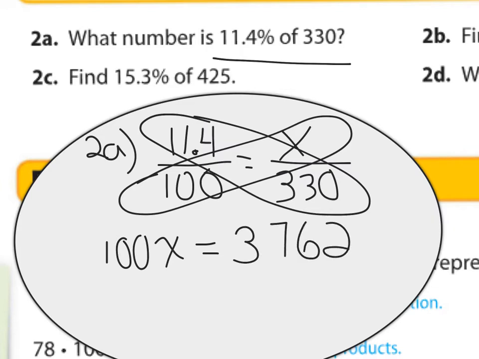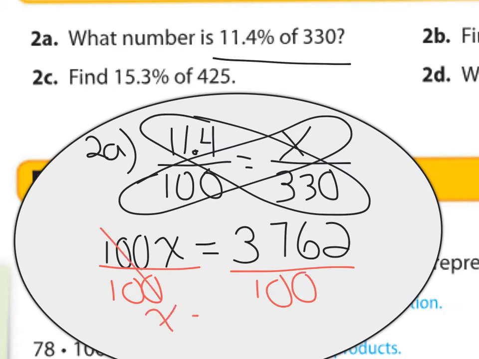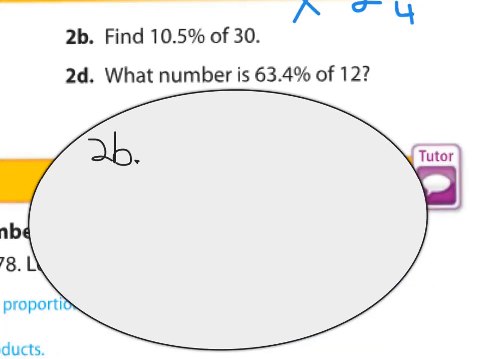3,762. We have to use the division property of equality. So let's divide both sides by 100 so that we can isolate our variable, isolate our x. The 100 is gone. I'm left with x equals 37.62. Remember, we just have to account for the number of zeros, and that's how many times our decimal moves over to the left.